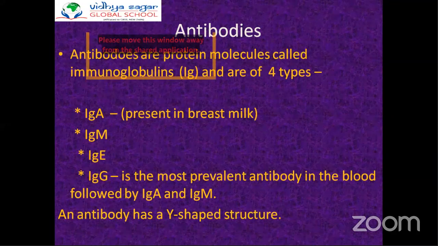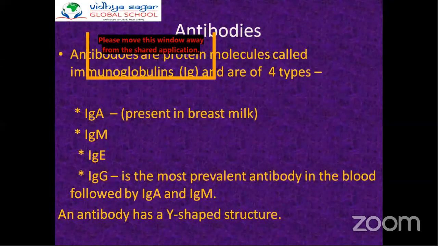The immunoglobulins: IgA, you can see, is the antibody present in breast milk. It is called colostrum, the first milk produced during the lactation period by the mother, which contains more IgA, which will induce more immunity in the infants, the babies. So IgM, IgE, and IgG. IgE is involved in allergic reactions. Whenever allergy is there in our body, the IgE antibody is responsible for that, showing the hypersensitivity reaction. IgG is the most prevalent antibody in the blood, followed by IgA and IgM.